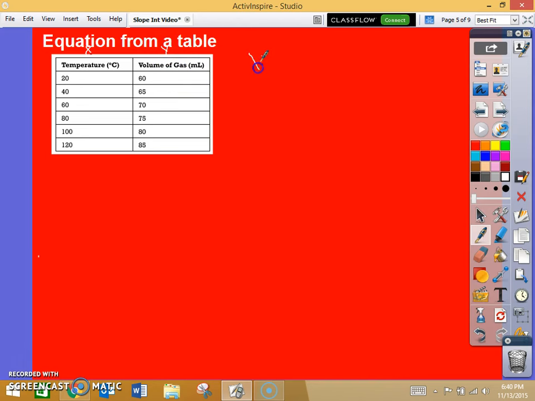But we're trying to write this into slope-intercept form. y equals mx plus b. To do that, we have to know m and we have to know b. It's that simple. There's a multitude of ways to figure out m, but there's one that's common that we use for tables.